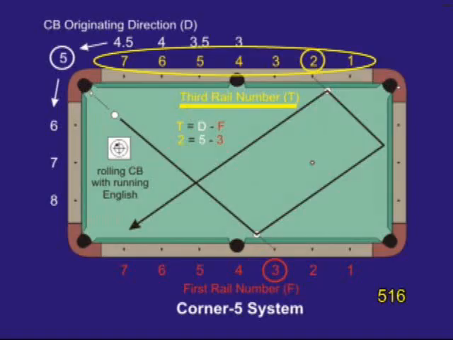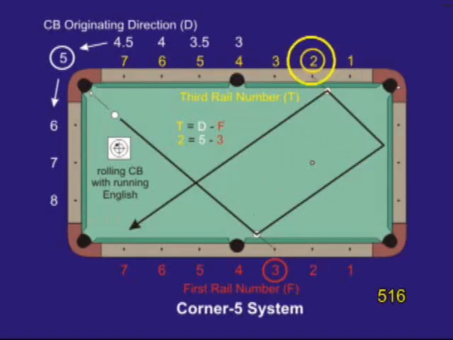These numbers are the same as with the first rail, starting at 1 at the far diamond. The third rail number indicates where the cue ball hits the third rail. For the example shot, the cue ball heads through the second diamond on the third rail, so the third rail number is 2.